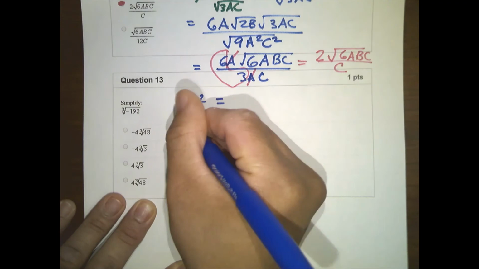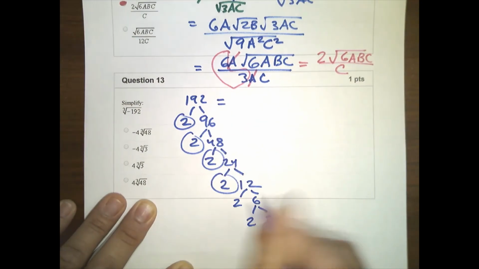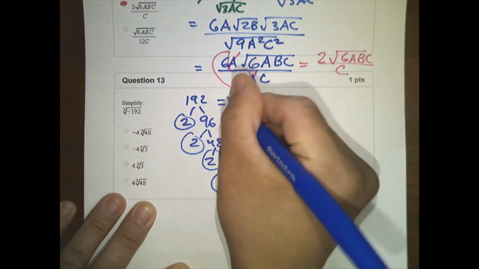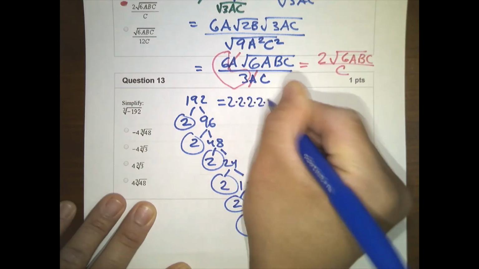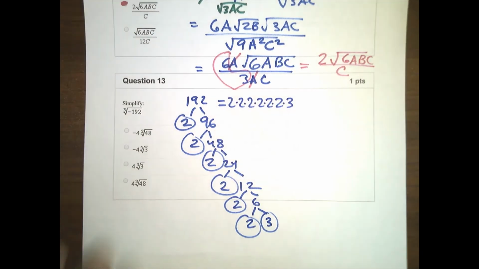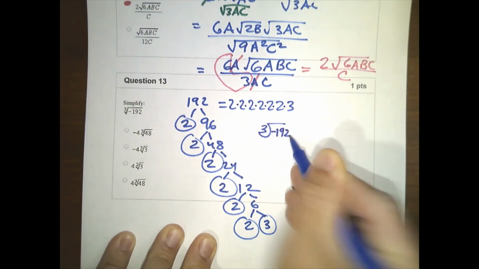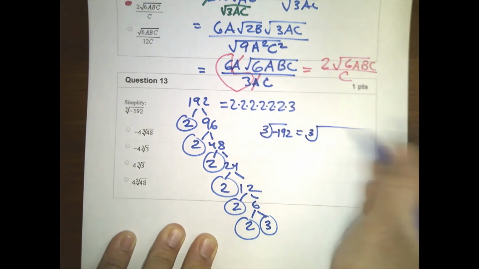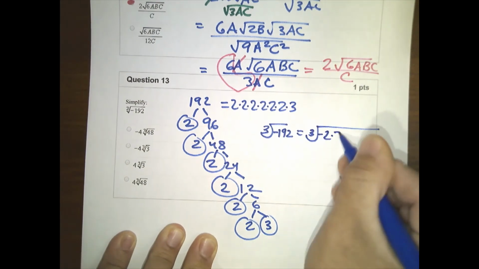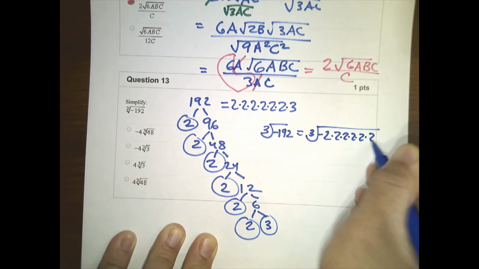So 192 is 2 times 2 times 2 times 2 times 2 times 2 times 3. So 2, 2, 2, 2, 2, 2, 3. All right, so if I want the cube root of a negative 192, it's the cube root of a negative 2, 2, 2, 2, 2, 2, 3.